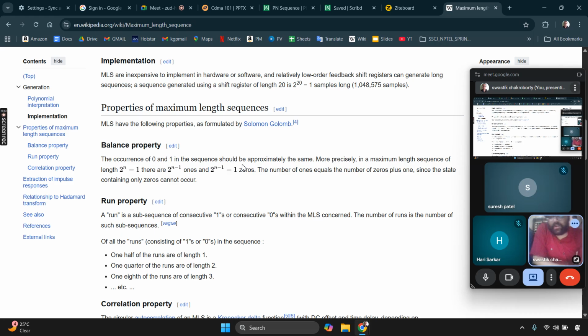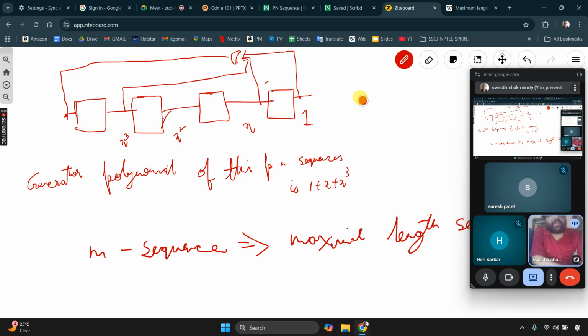Second is the run property. Run property means a subsequence which contains identical bits, that is, consecutive ones or consecutive zeros. Like in the bit sequence 1 1 1 0, the 1 has a run of 3 because there are 3 consecutive ones. Whereas if you have 1 1 0 0 0 0 0, the zeros now have a run of 4. So this is defined as a run.